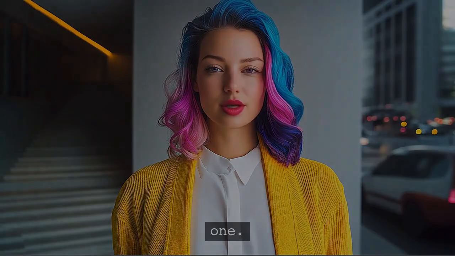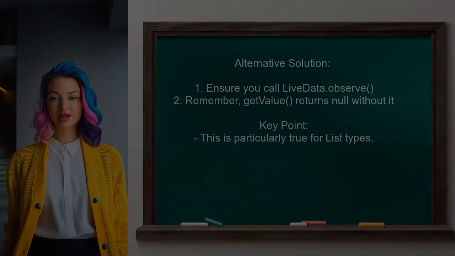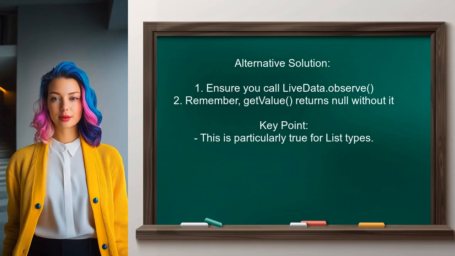Let's take a look at another one. An alternative solution from a user suggests that if you're getting null from LiveData.getValue, it might be because you forgot to call LiveData.observe. Without this, getValue will always return null, especially with list types.